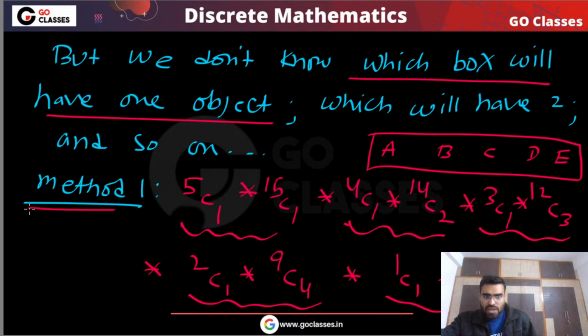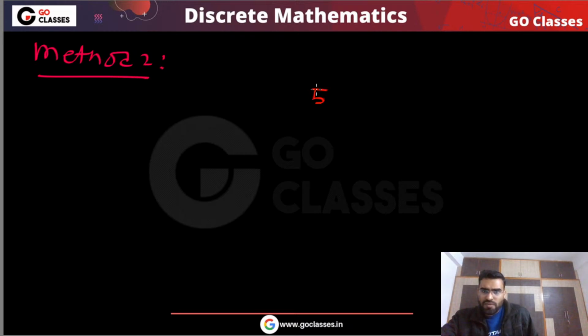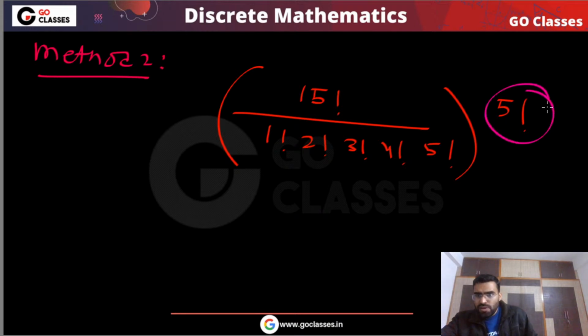Either you can apply this method, or another method. Method 2 is very simple. Just apply this: 15 factorial divided by 1 factorial, 2 factorial, 3 factorial, 4 factorial, 5 factorial. Now just multiply this with 5 factorial. Why are we multiplying with 5 factorial? Because we don't know which box will take one object, which box is going to take two objects. So basically this will take care of everything.